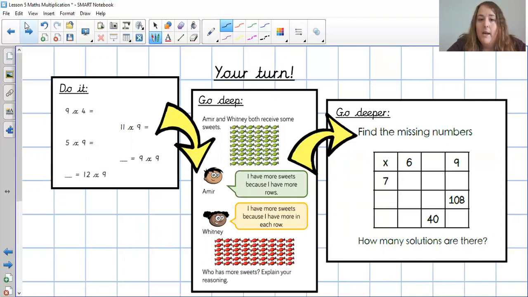It says Amir and Whitney both received some sweets. Amir says, I have more sweets because I have more rows, but Whitney says, I have more sweets because I have more in each row. The question is asking you who has more sweets, but it's really important to explain your reasoning. Can you show it in the different ways with the if I know, then I know statements and how you worked them out? But you're going to have to count the rows down and the rows along for each.